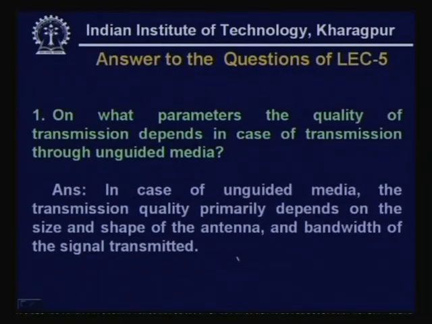Here are the answers to the questions of lecture 5. On what parameters does the quality of transmission depend in case of transmission through unguided media? Answer: in case of unguided media, the transmission quality primarily depends on the size and shape of the antenna and the bandwidth of the signal transmitted. We have already discussed the unguided media in detail. There we have seen the size and shape of the antenna and the bandwidth of the signal that we are sending play an important role.